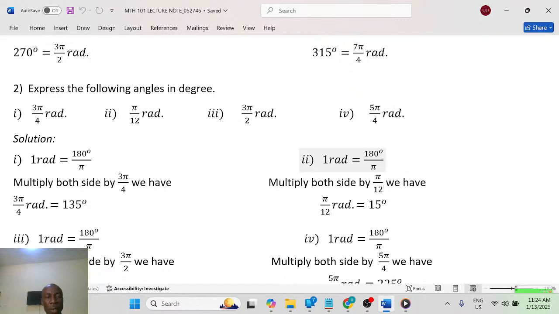Now for the first one, we all know from the simple formula that I have explained to you that 1 radian is equal to 180 divided by pi. So if you are asked to convert 3 pi over 4, multiplying by 180 divided by pi, pi will cancel out pi. If you multiply 3 by 180 and divide by 4, it gives you 135 degrees, which means that 3 pi over 4 radians is equal to 135 degrees. The same procedure is used in solving Roman figures 2, 3, and 4.